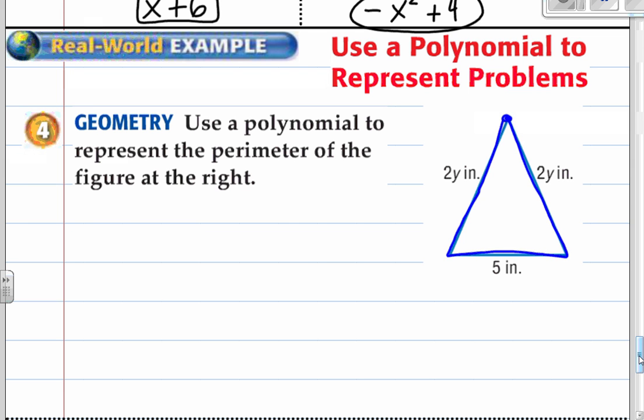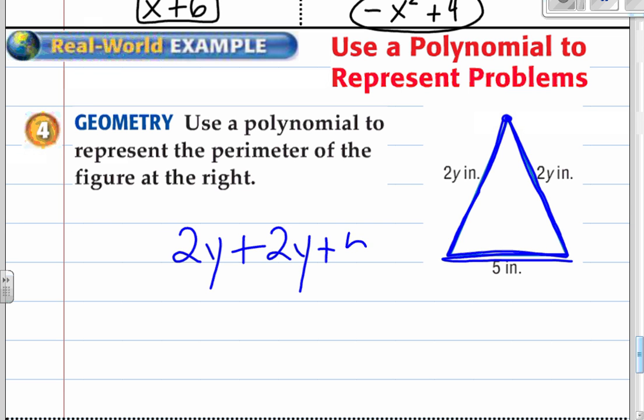Well, I'd walk 2y inches plus another 2y inches plus 5 inches. You might ask, why did you go this way, but then start back up here and start walking this way? Well, I already know I can see my 2y, I have to add another 2y, and I have to add my 5. And I know that I'm going to put these together, so I'm saving myself some time. Hopefully you see that in your head too.